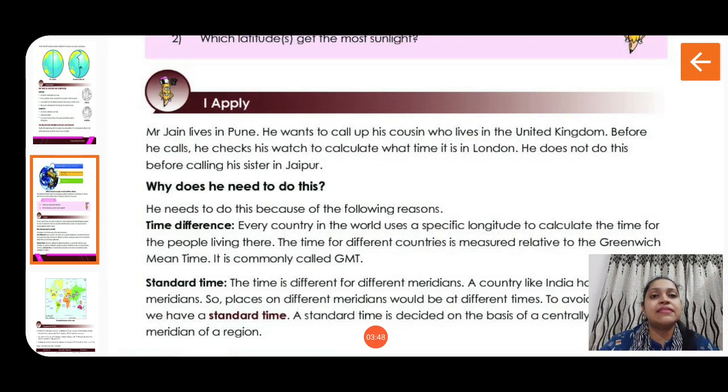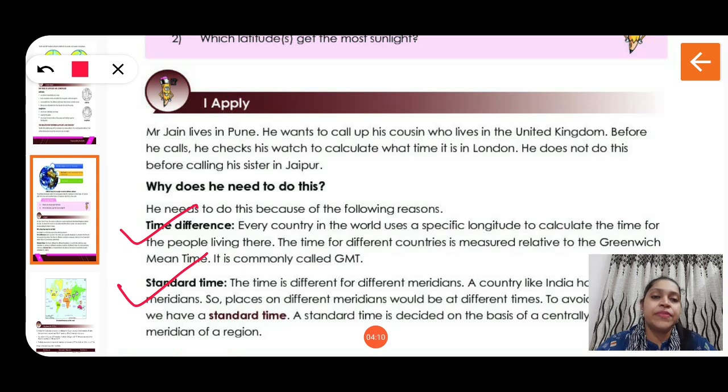So children, you can see why does he need to do this. He needs to do this because of the following two main reasons. What are the two main reasons? One is given as time difference and one is given as standard time. I believe you are getting these two words for the first time: time difference and standard time. Now, what exactly are time difference and standard time?